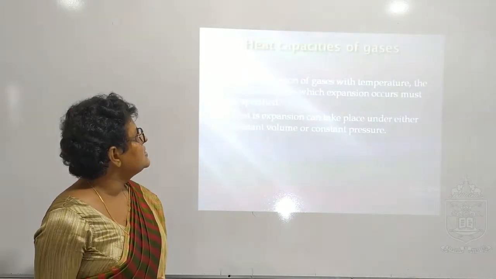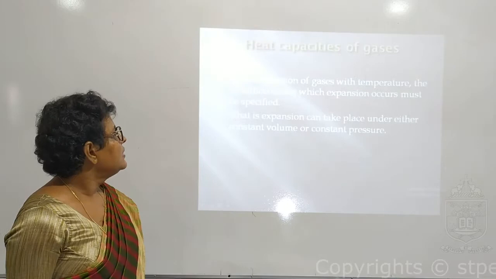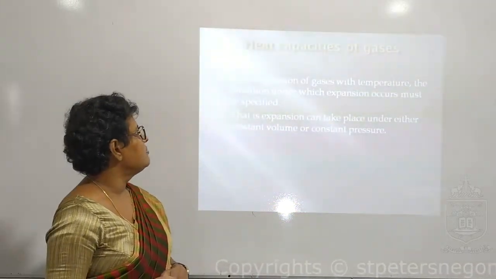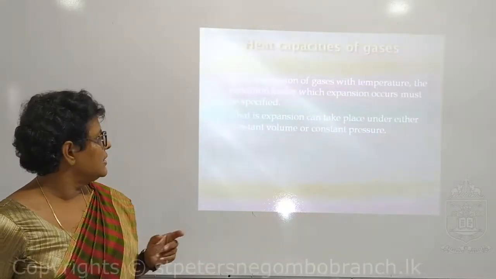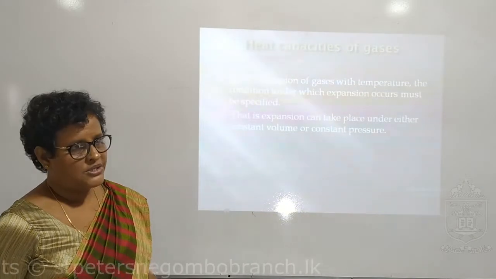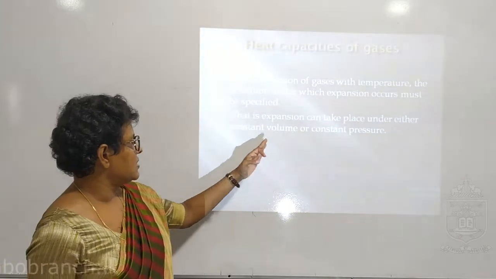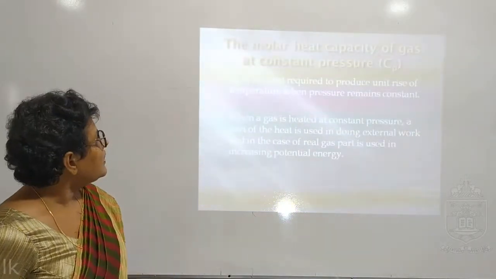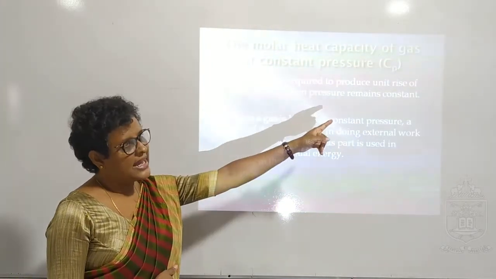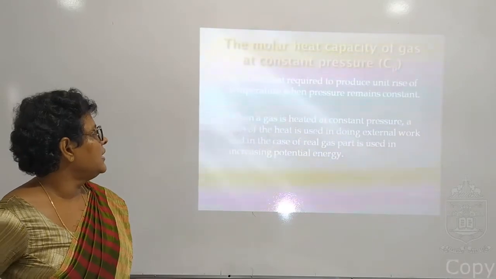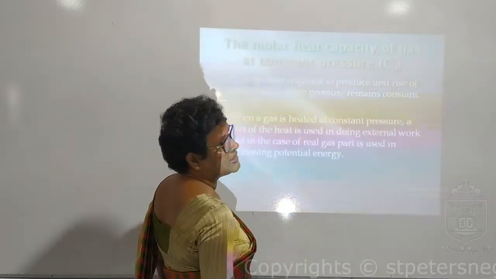Now, heat capacities of gases. In the expansion of gases with temperature, the condition on which expansion occurs must be specified. That is, the expansion can take place under either constant volume or constant pressure. Unlike in solids and liquids, gases have two heat capacities: constant volume and constant pressure. The molar heat capacity of a gas at constant pressure, we denote as Cp. Cp is the heat required to produce unit rise of temperature when pressure remains constant.